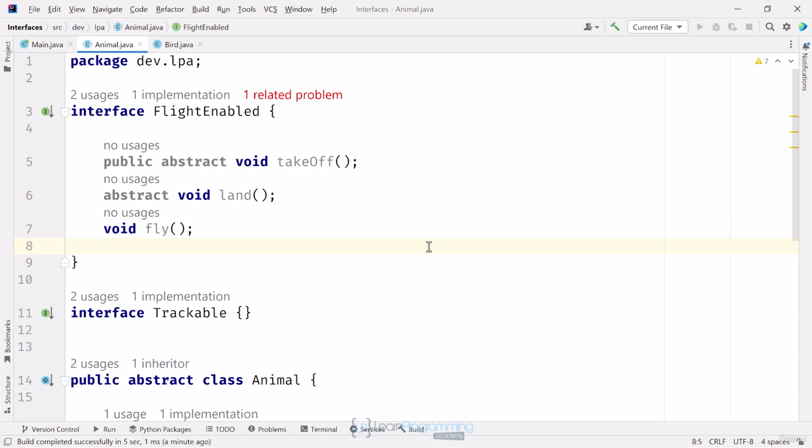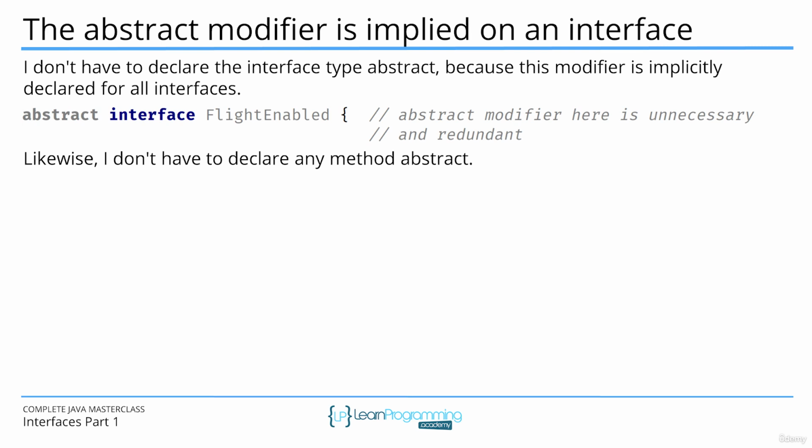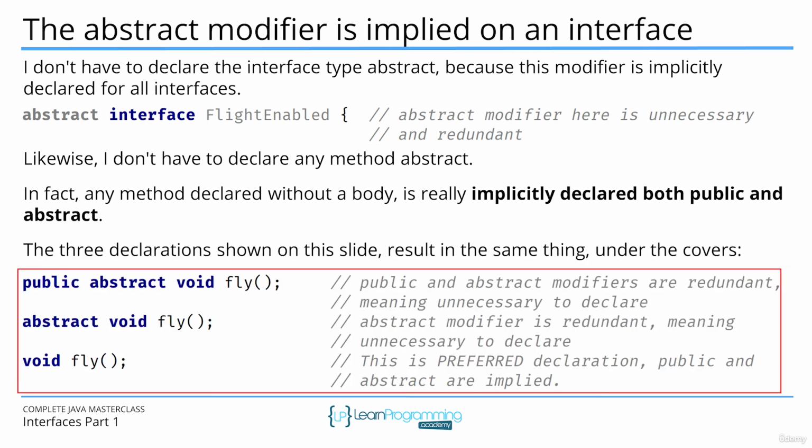None of these methods have a method body, but we haven't used the abstract modifier on the fly method, so why is this still okay? Why does it compile? I don't have to declare the interface type abstract because this modifier is implicitly declared for all interfaces. Likewise, I don't have to declare any method abstract. In fact, any method declared without a body is really implicitly declared both public and abstract. The 3 declarations shown on this slide result in the same thing under the covers.